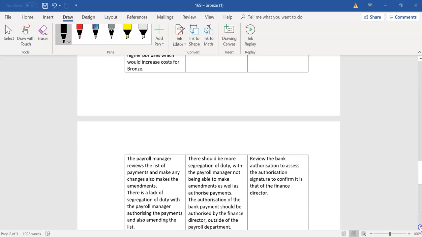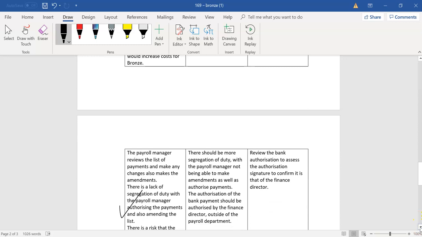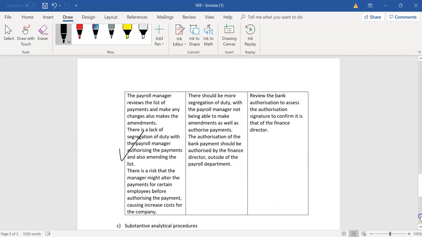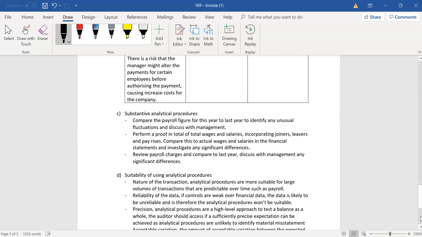You seem to have the same person, and you pick up the segregation of duties issue here, which is good. Great. This nicely starts to move into substantive procedures. Again, this will be the model. You're going to be doing substantive procedures for so many things. I think this first question talks about payroll.